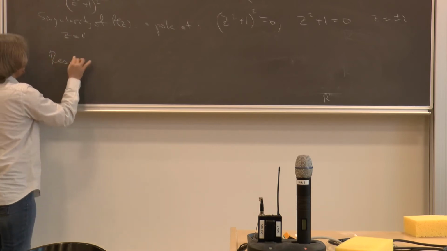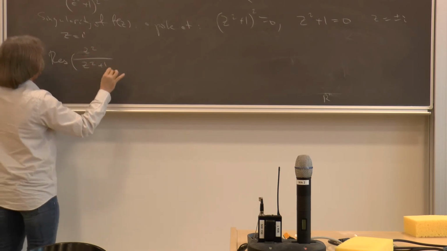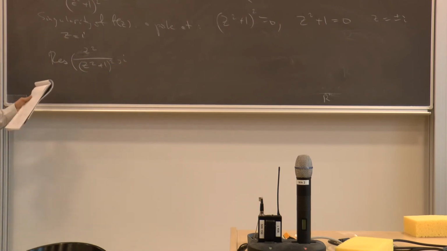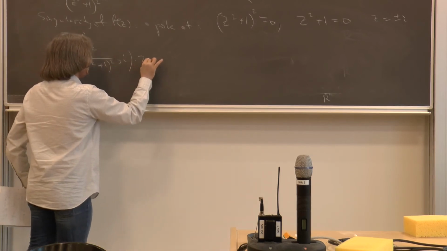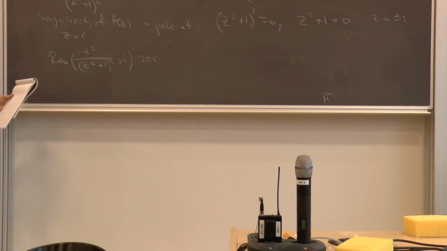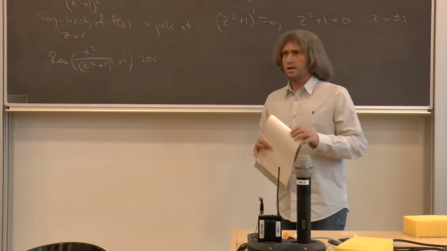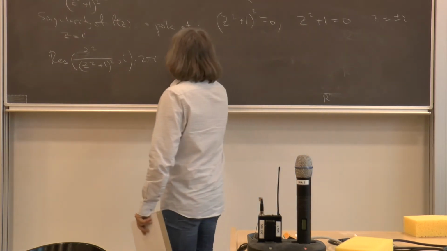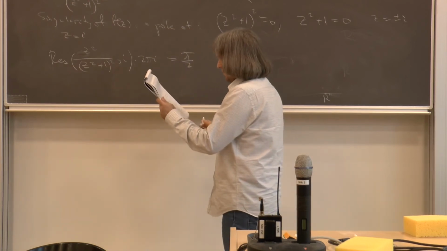So of z squared plus 1 squared at the point i. So I won't even do it; I'll just write the answer. You can see the calculation in the book. I don't want to do it because there are more examples. It is just pi over 2.